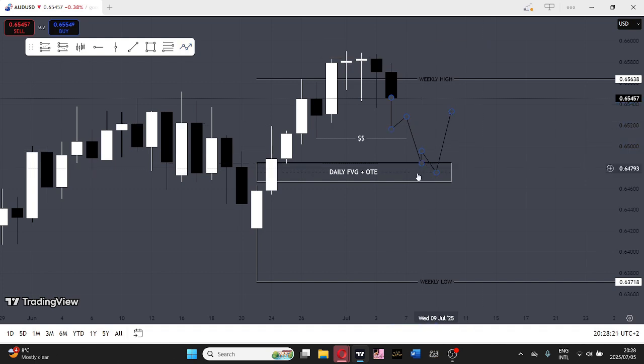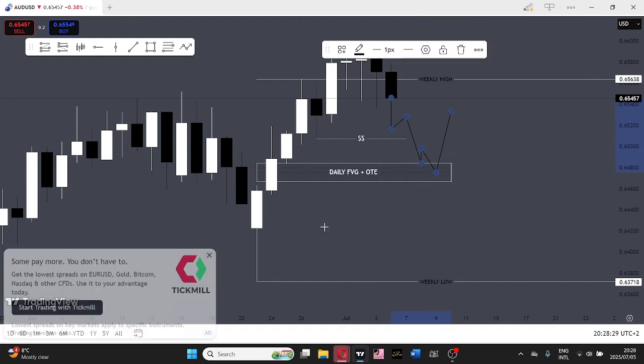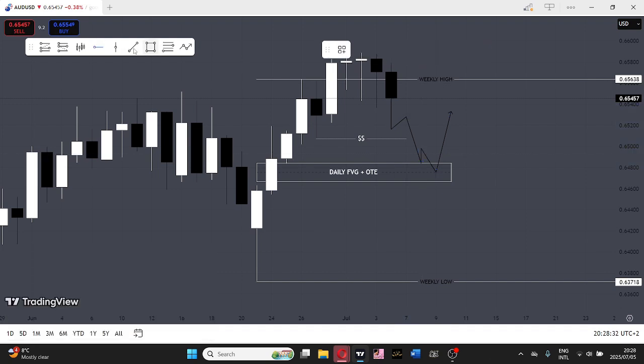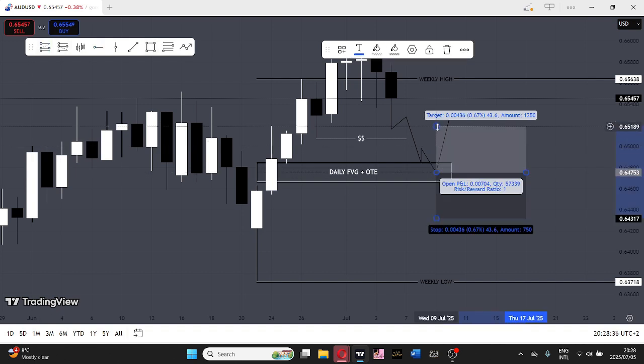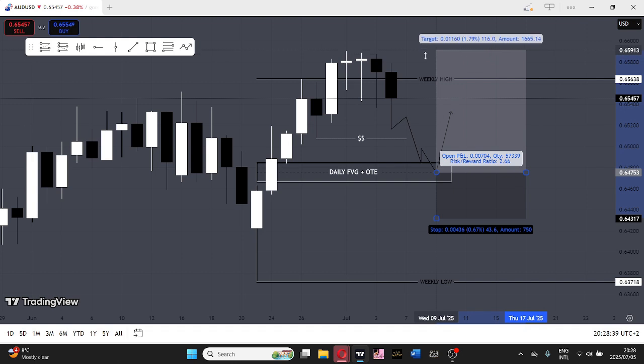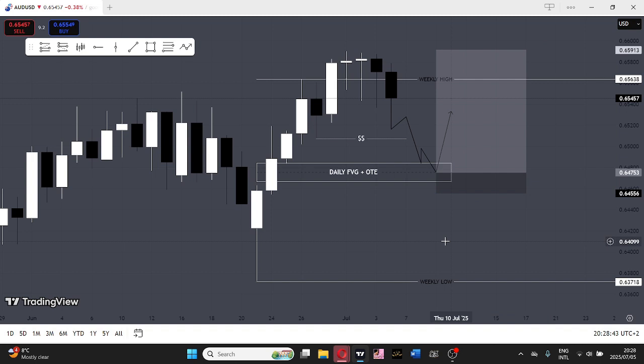I always enter on the 50% of a fair value gap, so I'll wait for it to go inside the fair value gap so I can find entries. Then I'll target this point. Let me mark it actually. Enter here, then take profit will be just here, right here, then stop loss below, something like this.